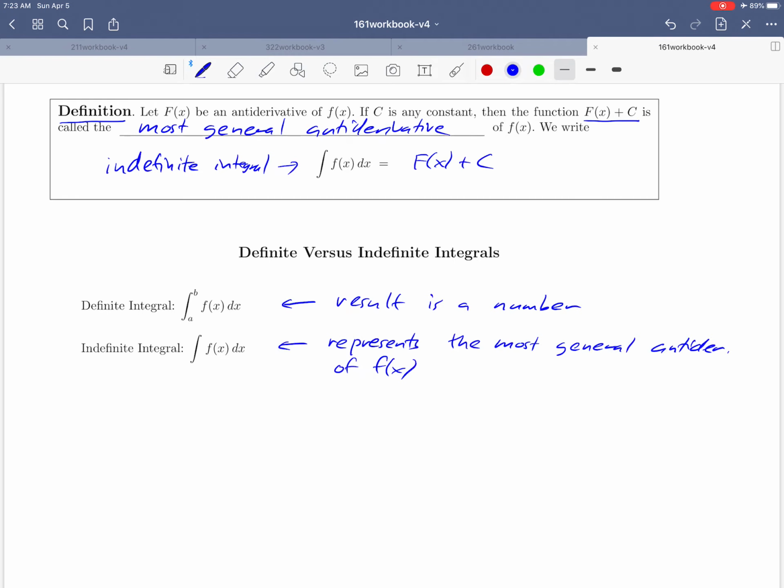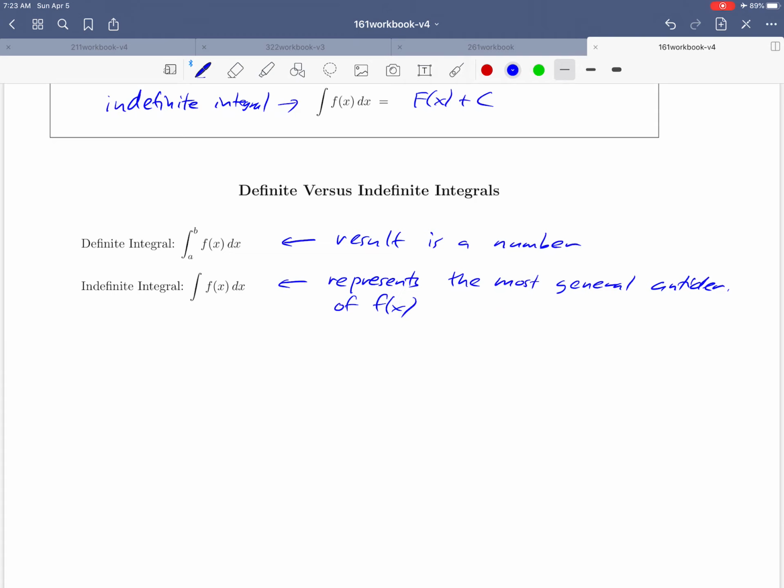Okay, so just to give you a couple of quick examples of this notation. If I asked you to calculate the indefinite integral of x to the fourth dx, that's just like asking you, what is the most general antiderivative? So you'd ask yourself, what is an antiderivative of x to the fourth? The power rule tells us it would be x to the fifth over 5, and you would tack on a plus c to turn it into a general antiderivative.